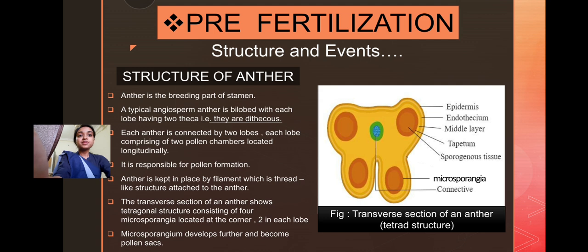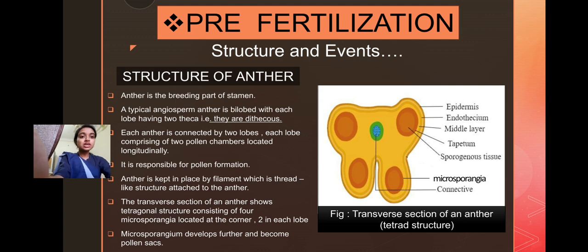So let's study pre-fertilization. First, the structure of anther. The anther is the terminal part of the stamen and a typical angiosperm anther is bilobed, with each lobe having two thecae, which means they are dithecous. Each anther is connected by two lobes, each lobe comprising two pollen chambers located longitudinally. It is responsible for pollen formation. The anther is kept in place by a filament, which is a thread-like structure attached to the anther, as we have seen before. The transverse section of an anther shows a tetragonal structure consisting of four microsporangia located at the corners, two in each lobe.